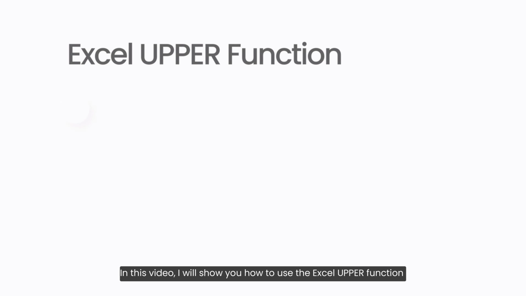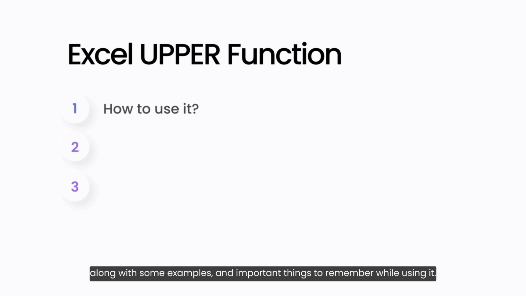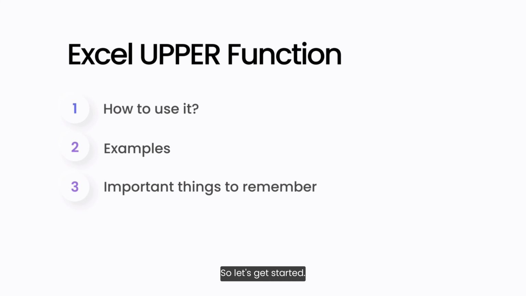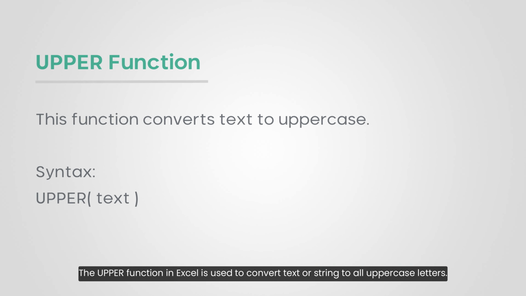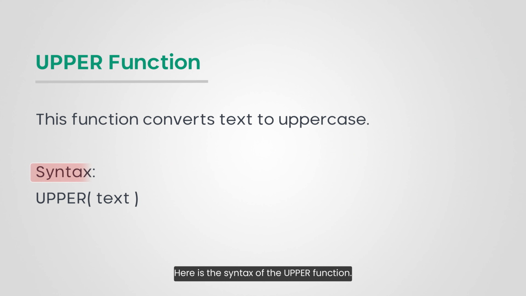In this video, I will show you how to use the Excel UPPER function along with some examples and important things to remember while using it. So let's get started. The UPPER function in Excel is used to convert text or string to all uppercase letters. Here is the syntax of the UPPER function.